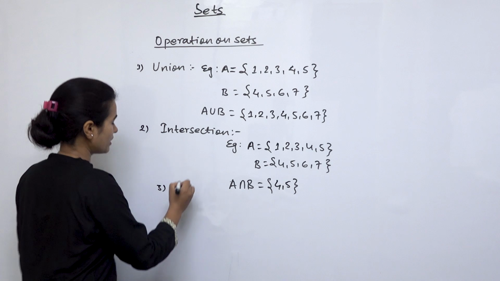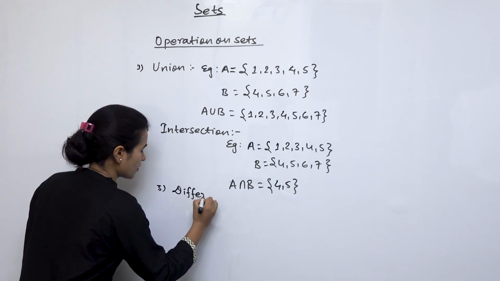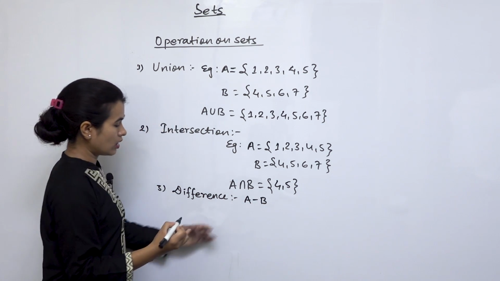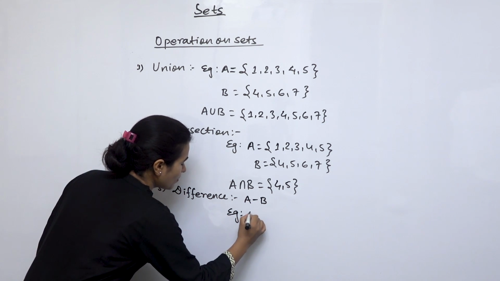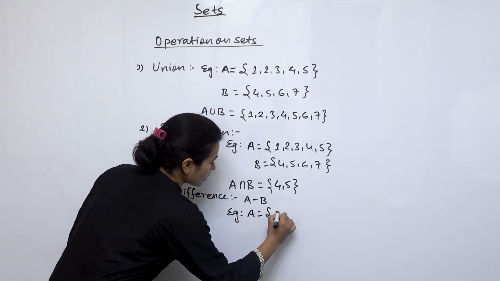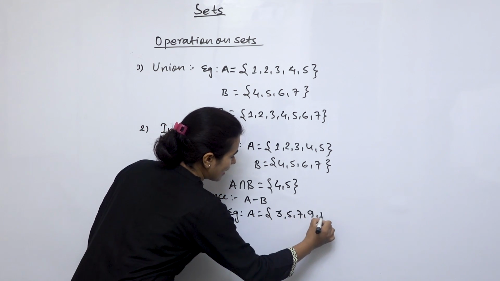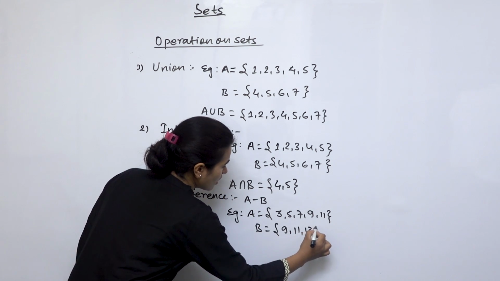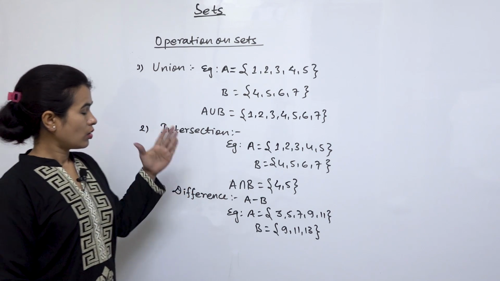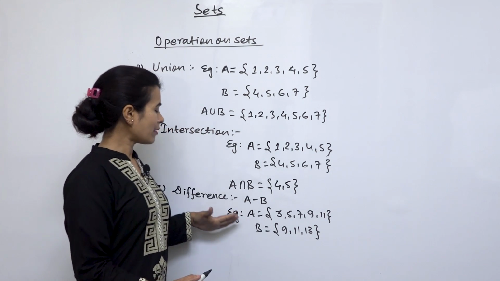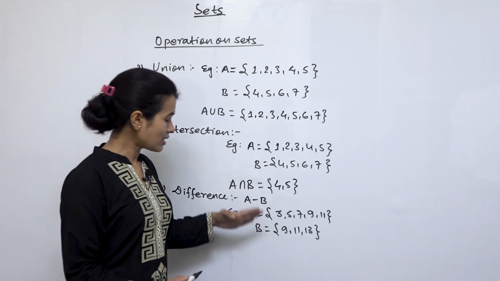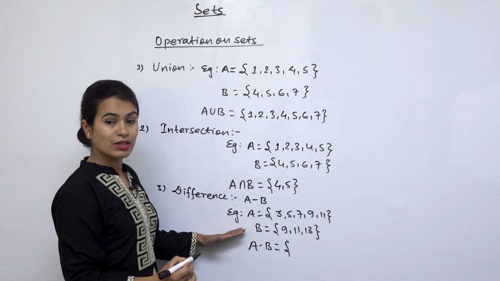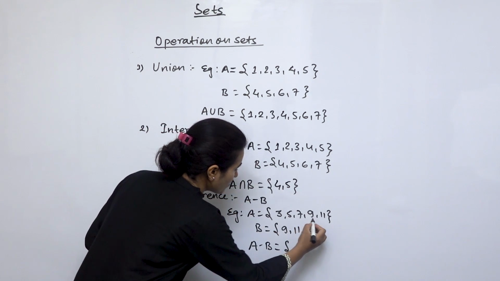Now let's talk about the difference. For example, A difference B. If we have members in set A, 3, 5, 7, 9, 11, and in set B we have 9, 11, 13. So A difference B means from set A, we have to remove all the members of set B. So A difference B means members which are in A but not in B.